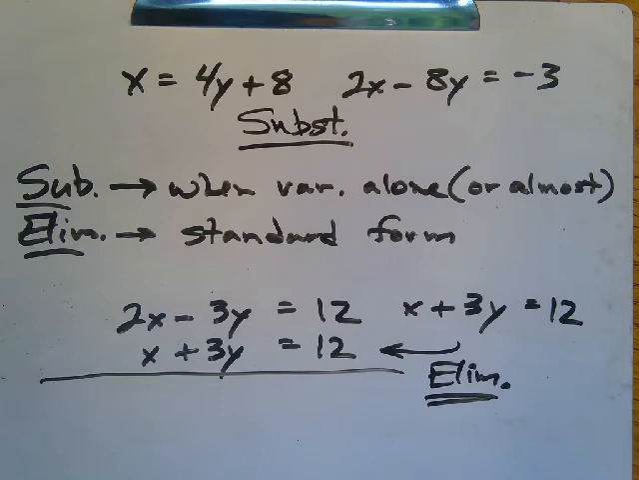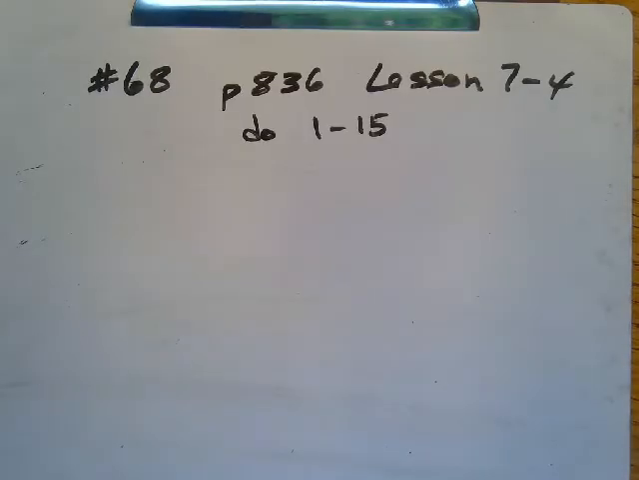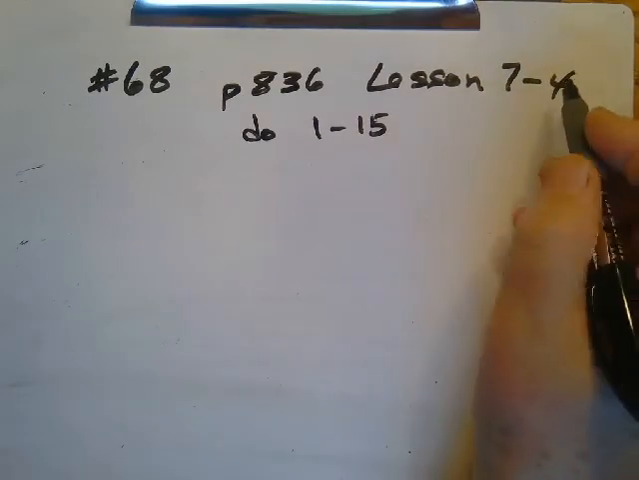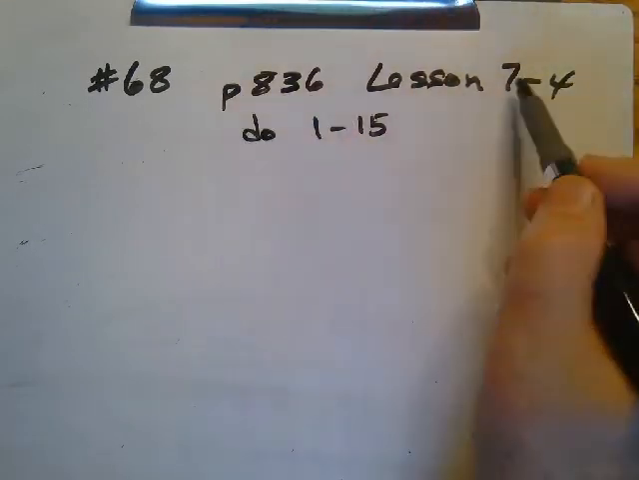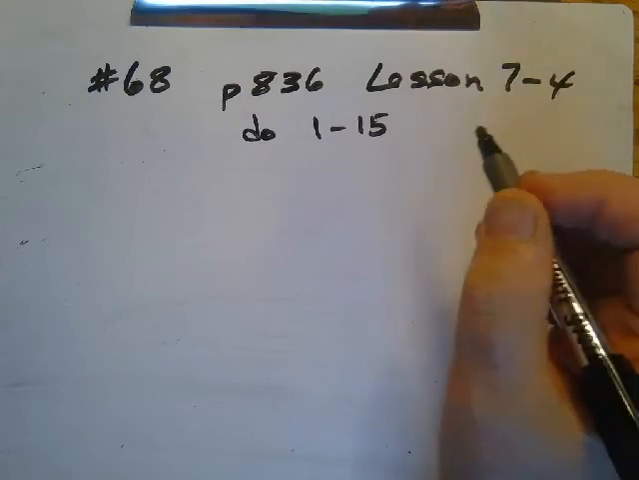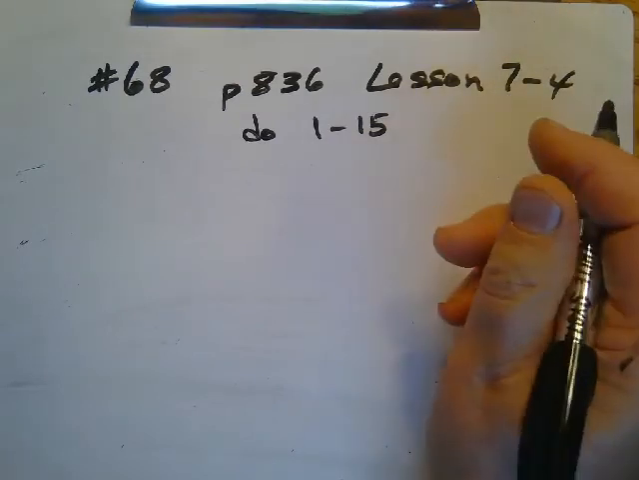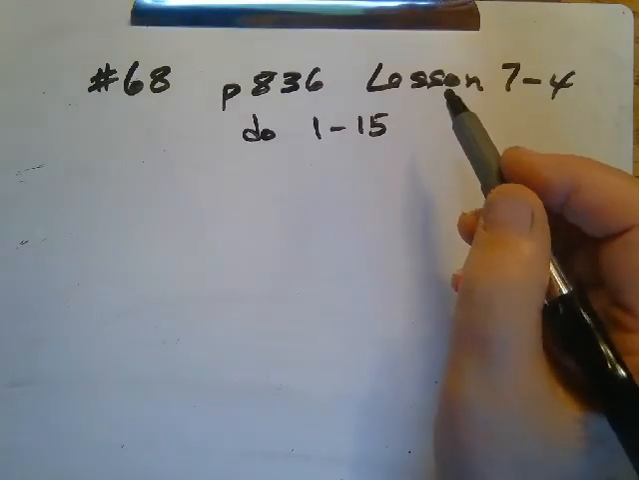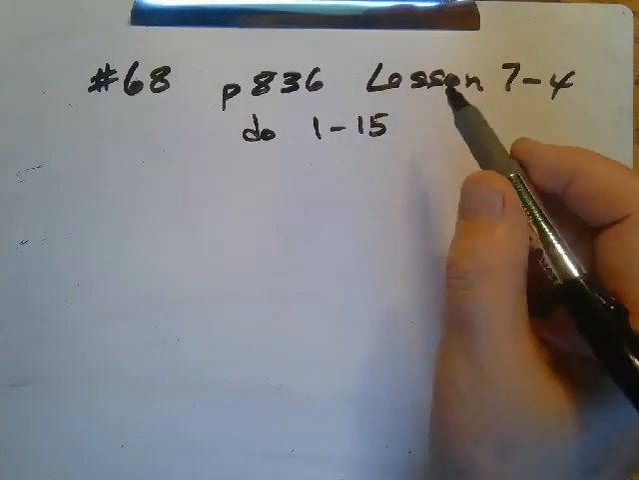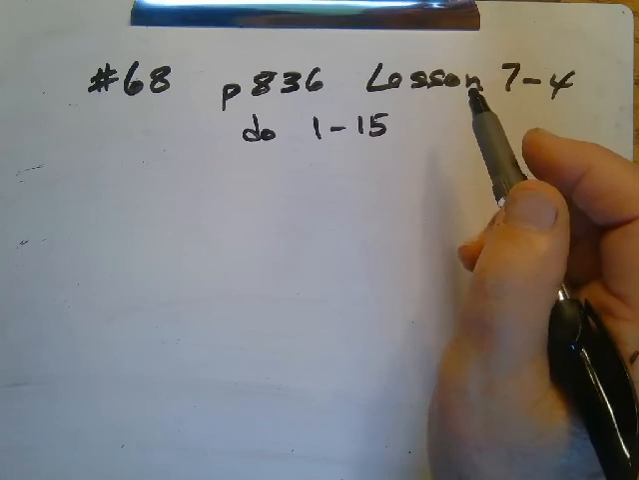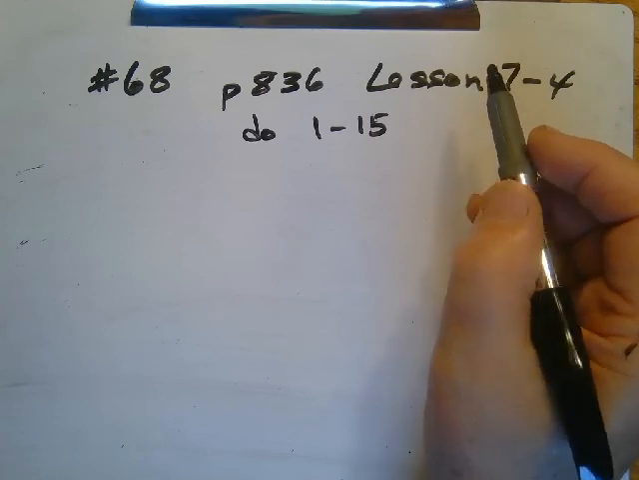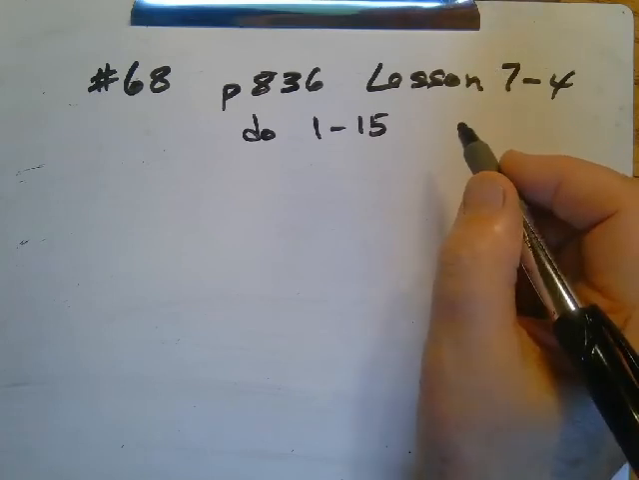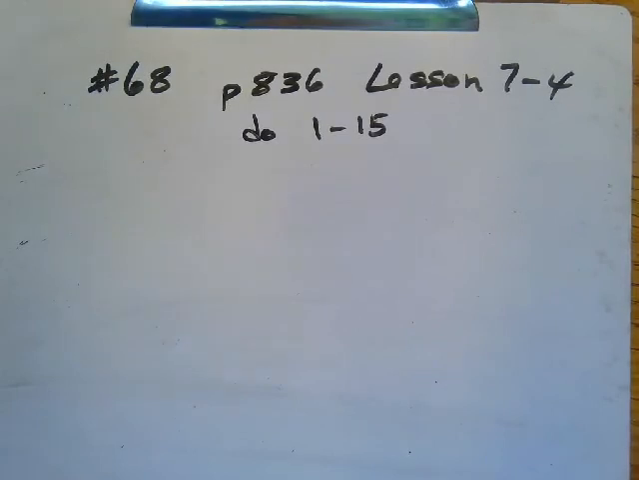All right, let's look at your homework for tonight. This is lesson 7-4 in the back of your book. Do 1 through 15. That comes to the conclusion here of working with lines. In the next assignment, we're going to talk about solving a system of inequalities rather than equations. So enjoy that. I'll see you next time.